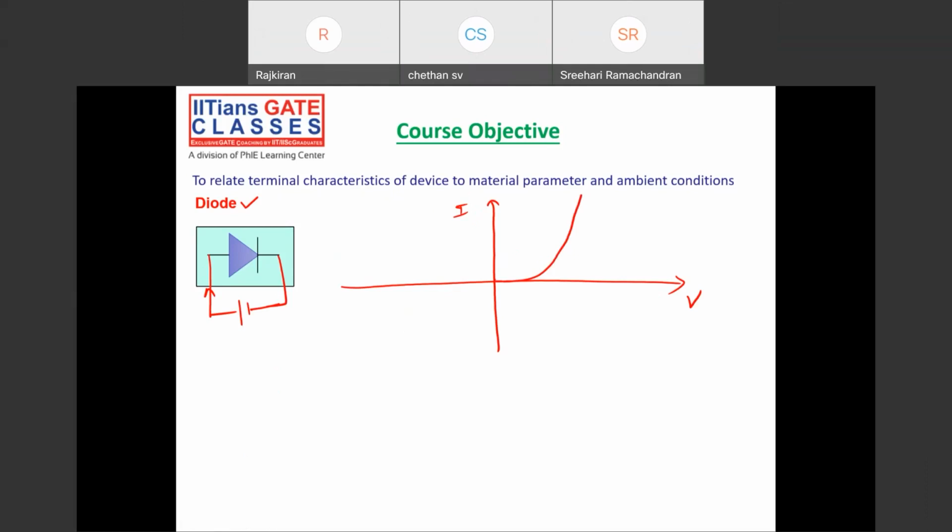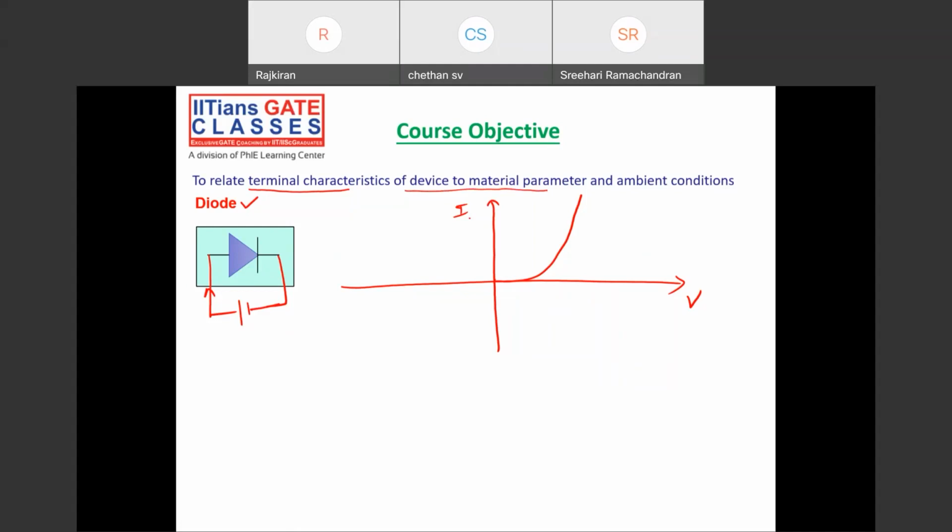But my question is, why does the diode behave in this particular way? If I apply a voltage, why does the current flow in this particular way? This is the objective of the course: to relate the terminal characteristic, my current-voltage characteristic, to the device or material parameters. We want to relate what in the device makes it respond in a particular way.